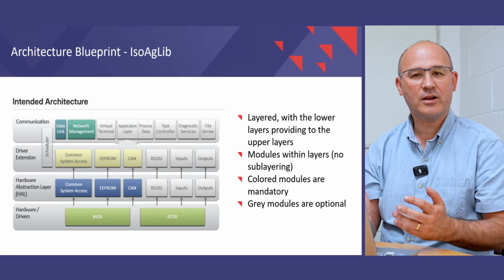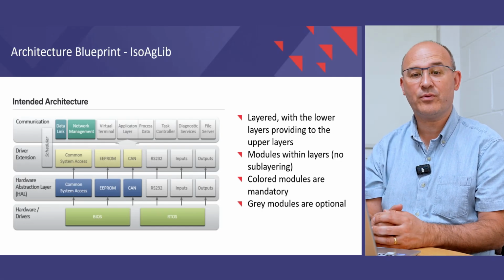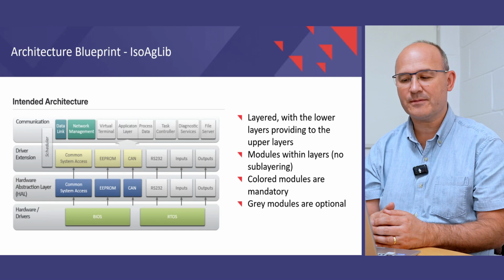In part 4, we look at architectural rules, defining the desired architecture that we want to achieve, and then implementing rules to make sure that we stay on track. And again, we're going to go back to our ISO AGlib example, where we're seeing lots of different layers.